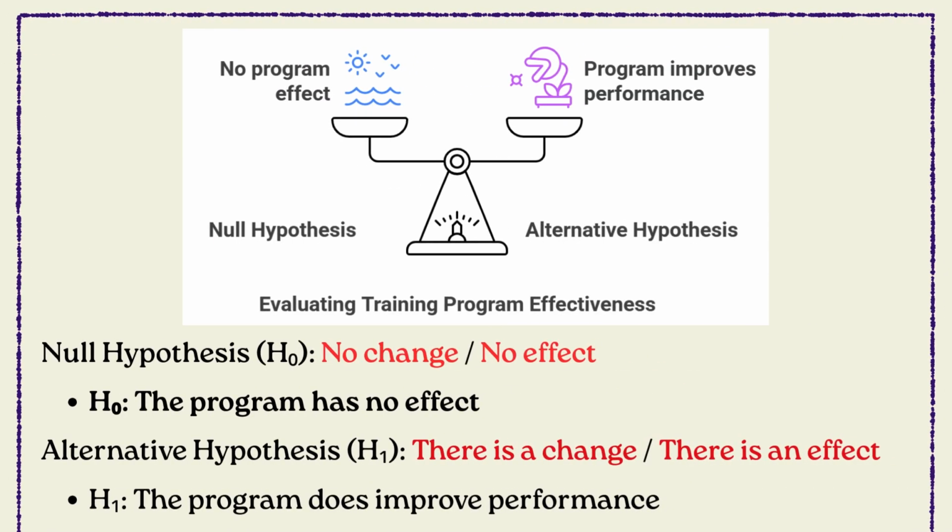That's the heart of hypothesis testing. Let's say a company thinks their new training program doesn't really improve employee performance. The program has no effect. The program does improve performance. You run a test using employee scores before and after the training. If the difference is large enough and unlikely due to chance, you reject H0 and say, yep, the program works.